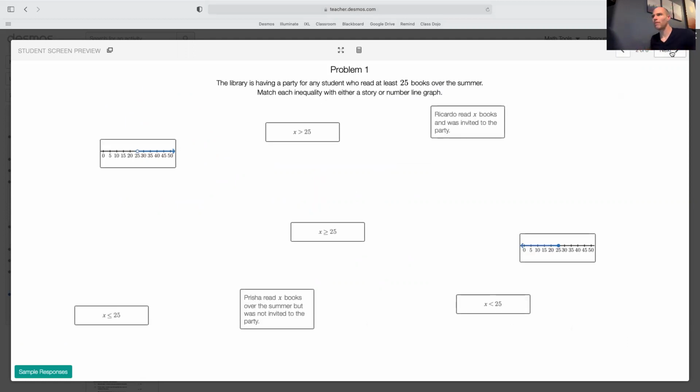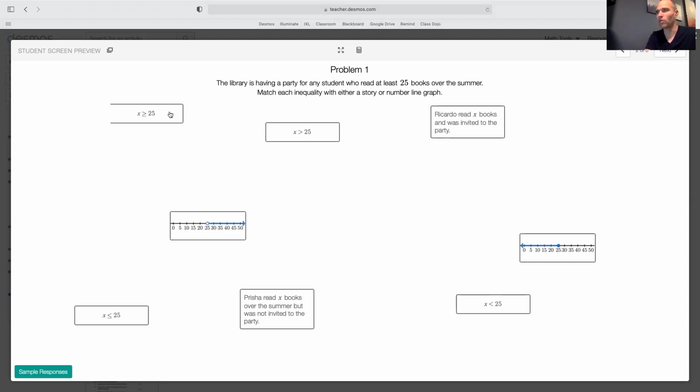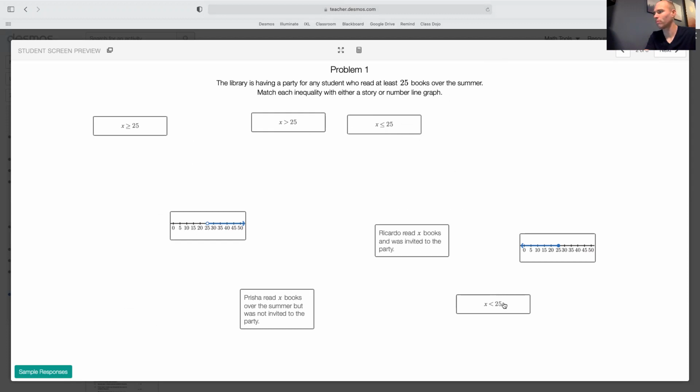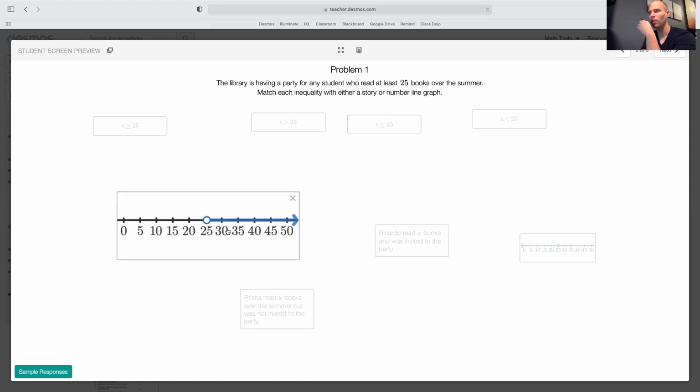All right, so the library is having a party for any student who read at least 25 books over the summer. That's a lot of books to read over the summer, dang. Match each inequality with either a story or a number line graph. So the inequalities are supposed to match with the other things. I'm going to put the inequalities across the top. I guess it's probably easier to look at the stories or the lines and then match those to the inequalities. So I'm going to look at this one here.